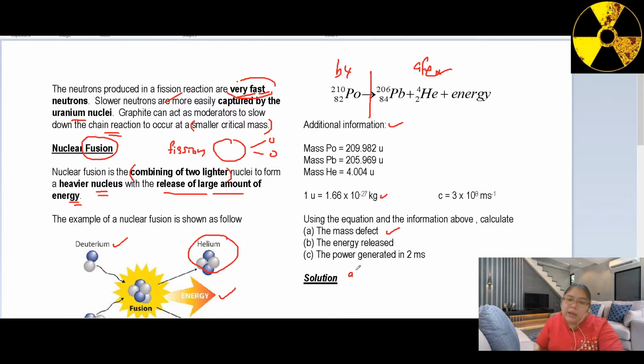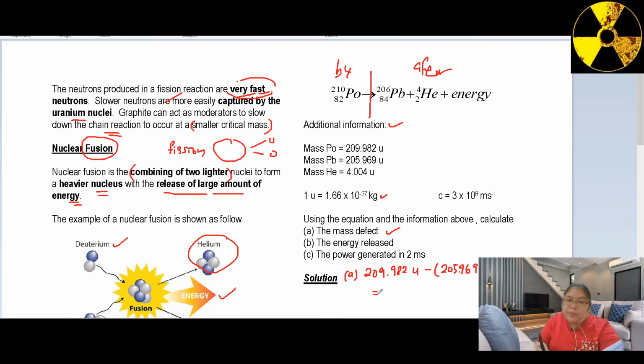Okay, let's see example A. The U we do want to change first. After minus, then we go to change. If you change, there are so many decimal points already, so better we do it in U. 209.982 U, you go to minus. Okay, PB 205.969 U plus helium 4.004 U. Okay, then you minus, you can see how many U you left.